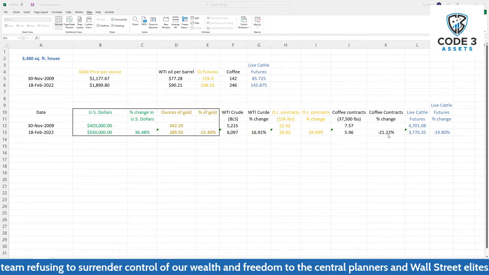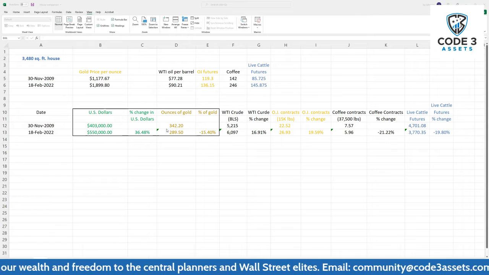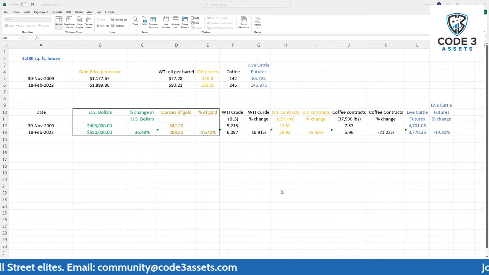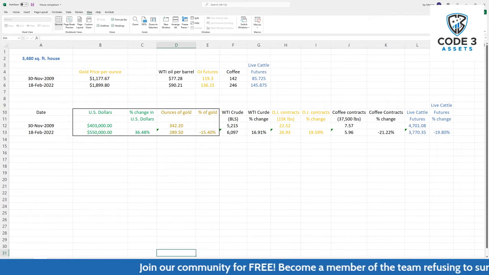You'll notice over here, coffee would actually take 21% less coffee to get that house today than it did back then, but yet 36% more cash. So the coffee held its value better than the cash did, 19% less cattle than it did back then. So let me show you one more here.